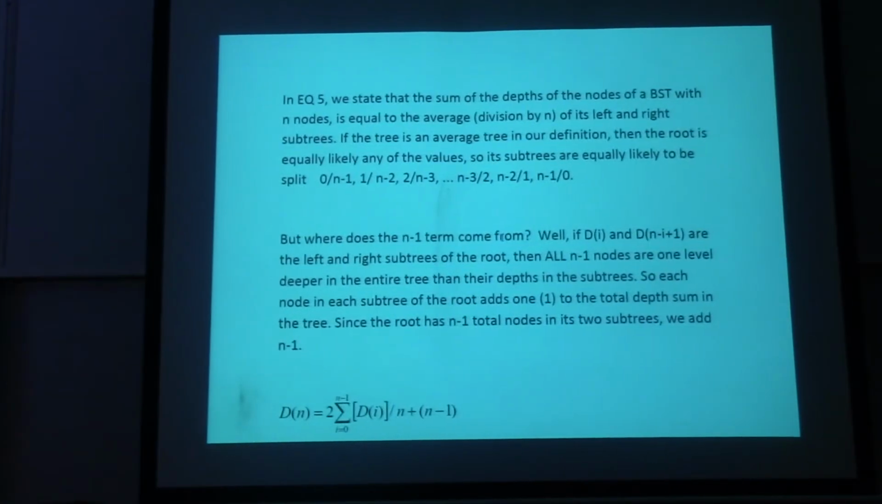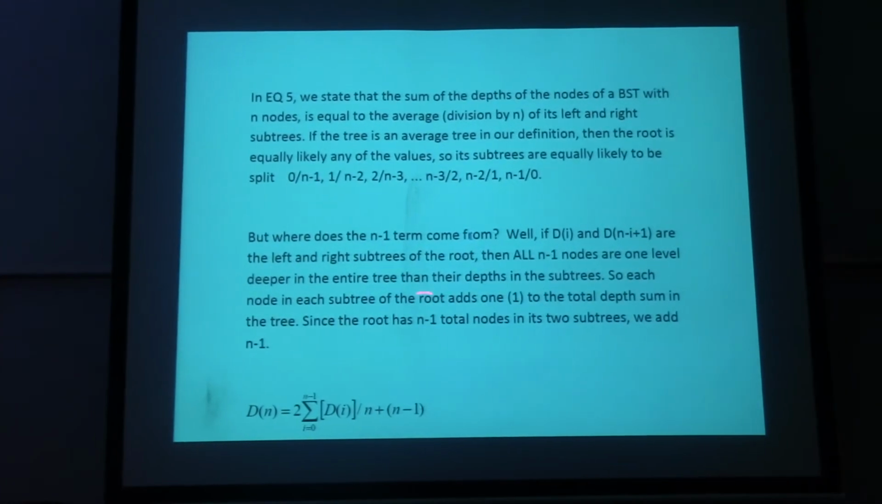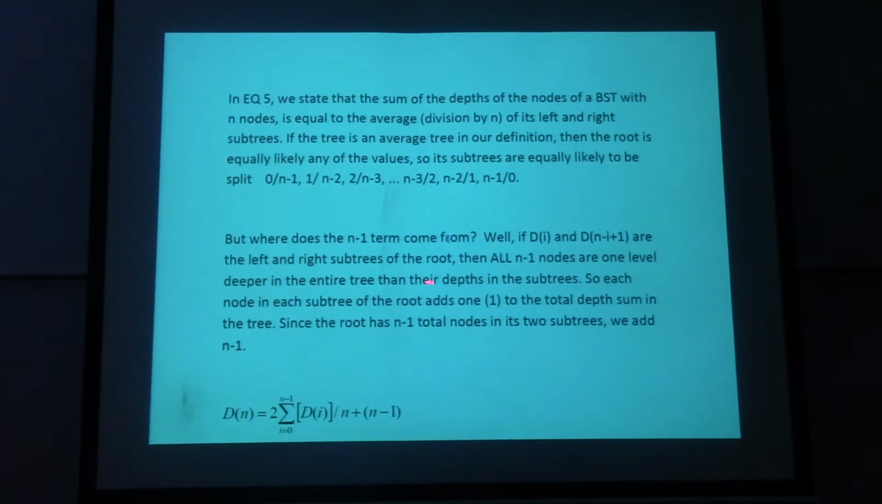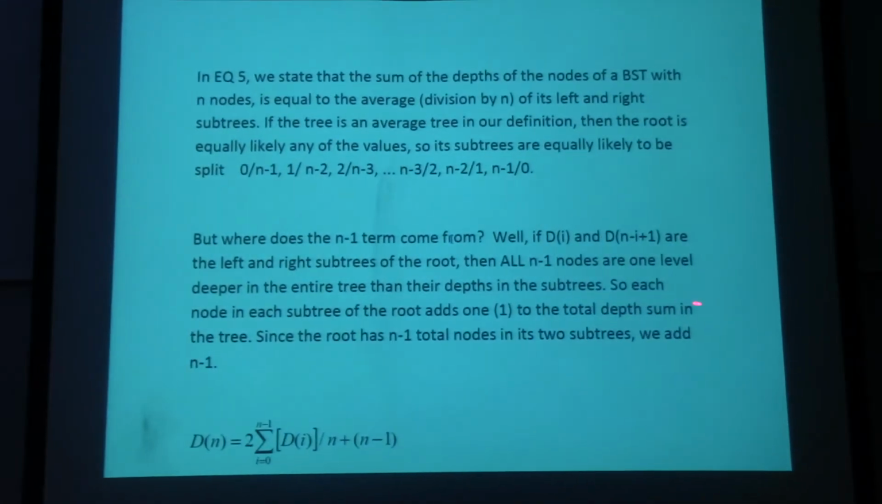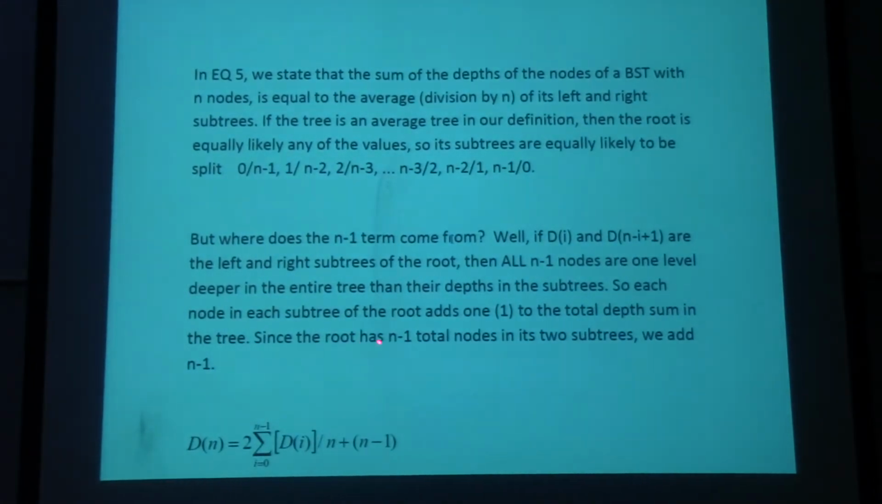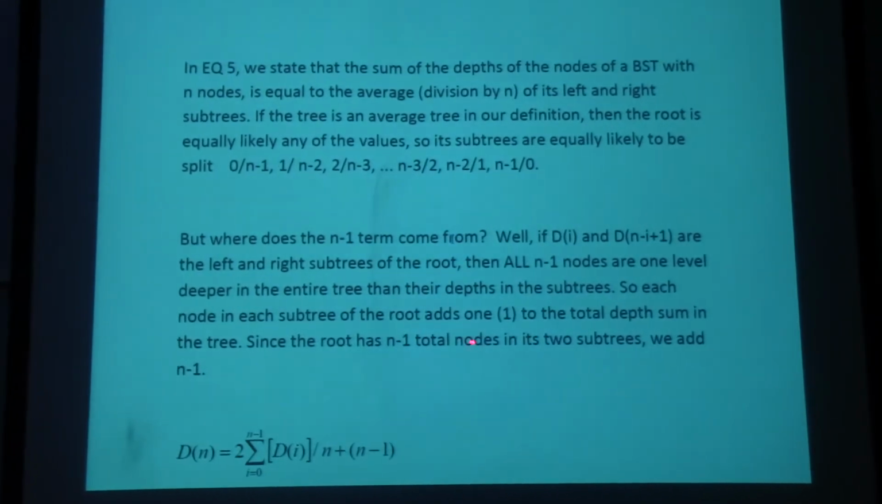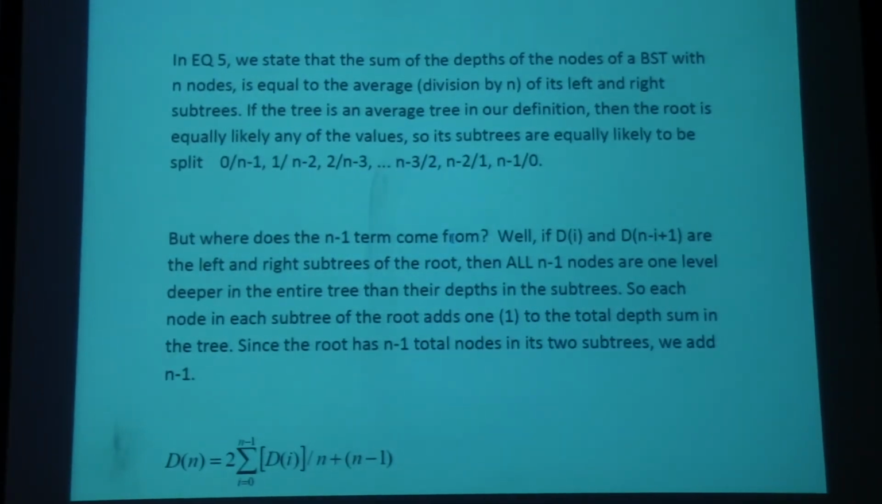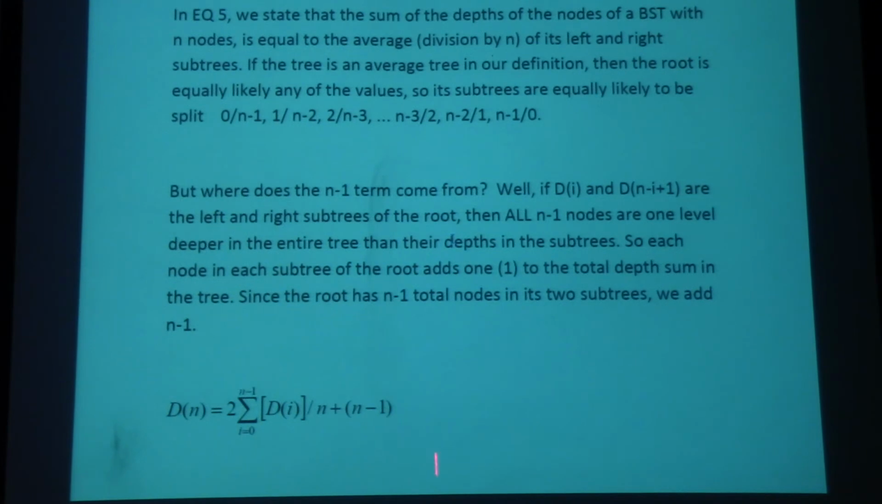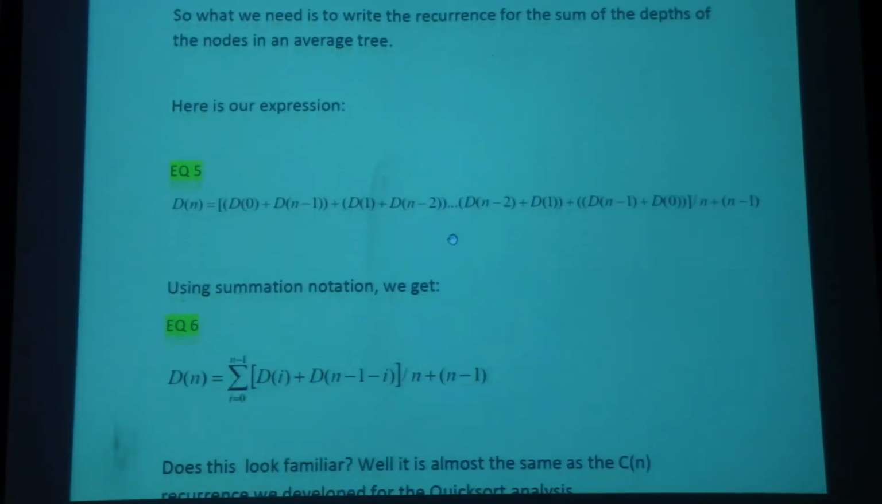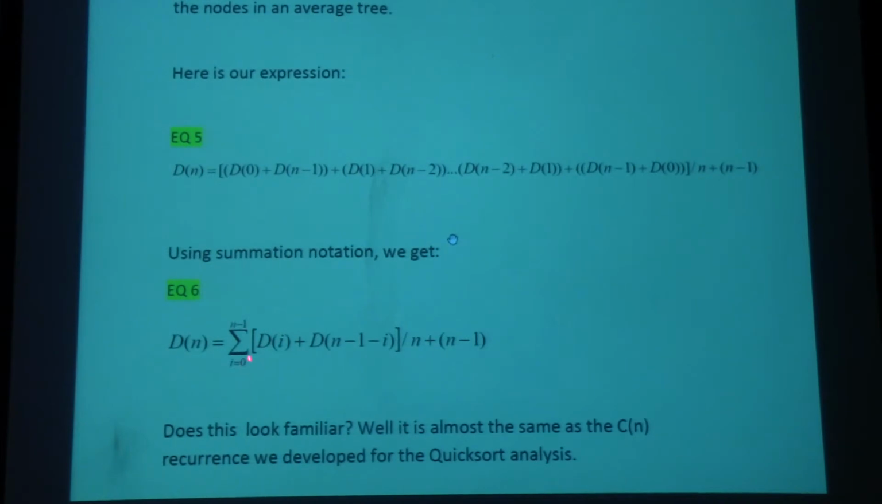I'll go through it again. Each node in each subtree of the root adds 1 to the total depth sum in the tree. Since the root has n minus 1 total nodes between the two subtrees, we add n minus 1. So this is the addition. And of course, we also recognize the fact that as we go through the halfway point, we're going to start duplicating things.